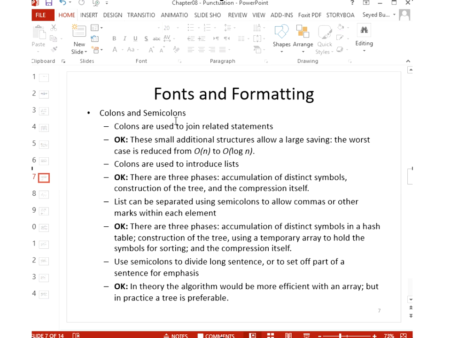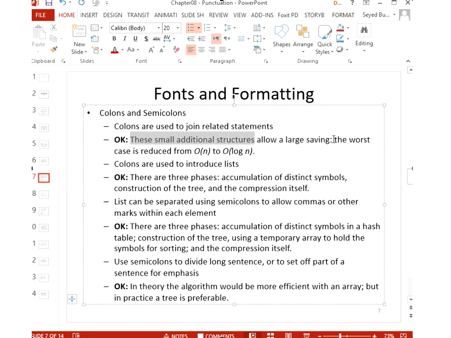Commas, colons and semicolons. You can use a colon if you want to join related statements. Here is an example. These small additional structures allow a large saving: the worst case is reduced. So you are talking about the worst case in the case of the additional structure. You can use a colon to also come up with some list. There are 3 phases. So colon, then the first phase, second phase, third phase.